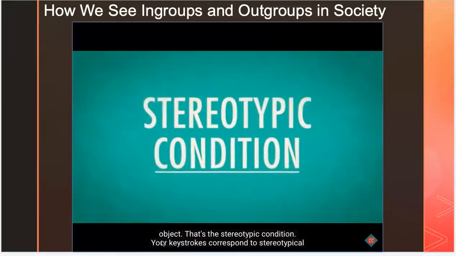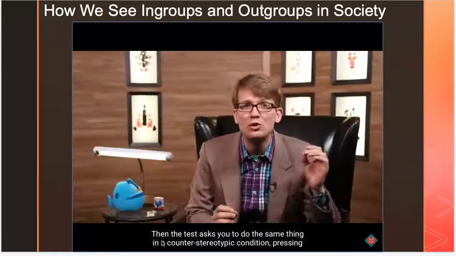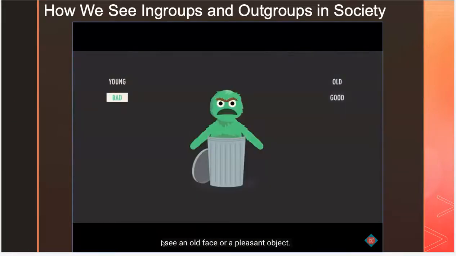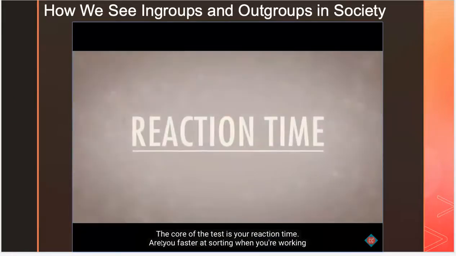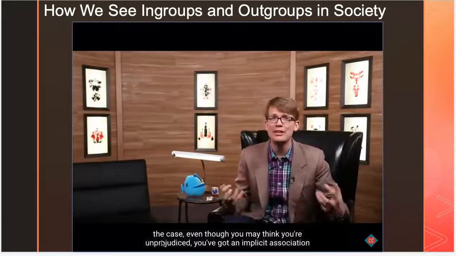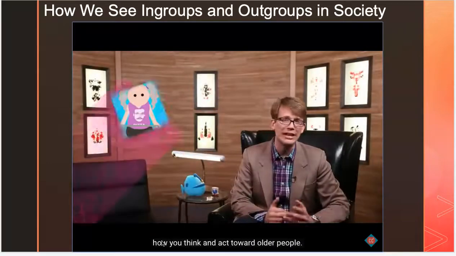That's the stereotypic condition. Your keystrokes correspond to stereotypical pairs, in this case associating good stuff with youth and bad stuff with older age. Then the test asks you to do the same thing in a counter-stereotypic condition, pressing the left key if you see a young face or an unpleasant object, and the right key if you see an old face or a pleasant object. The core of the test is your reaction time. Are you faster at sorting when you're working with a stereotypical pairing than you are with counter-stereotypical pairings? If that's the case, even though you may think you're unprejudiced, you've got an implicit association between youth and goodness, which, as you might guess, may have some implications about how you think and act toward older people.